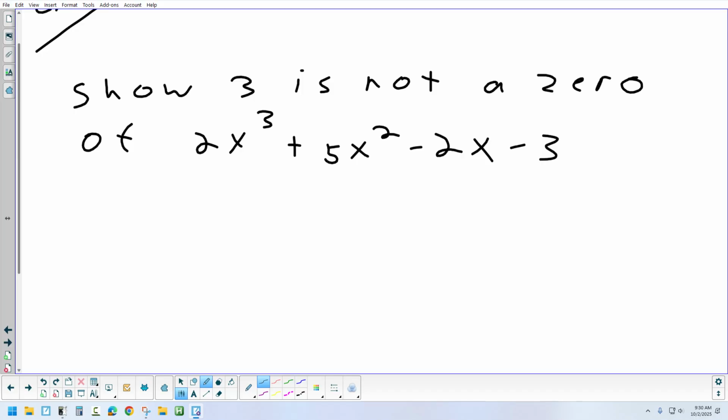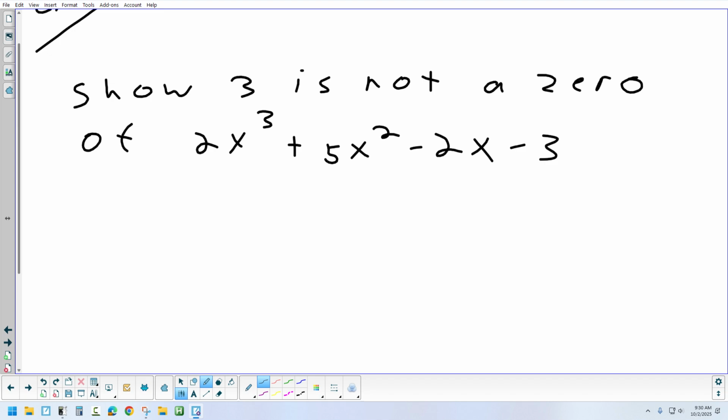Yeah. Could you plug in 3 for x and see if it's a solution? So you could plug in 3, but the problem is sometimes that arithmetic might get kind of messy if we have bigger powers. So we're going to try to avoid having to directly plug the number in. And we're going to prove it a different way.